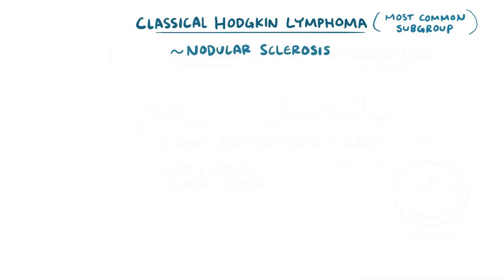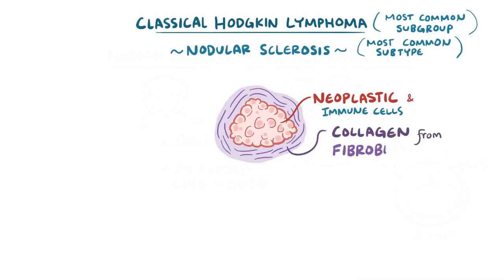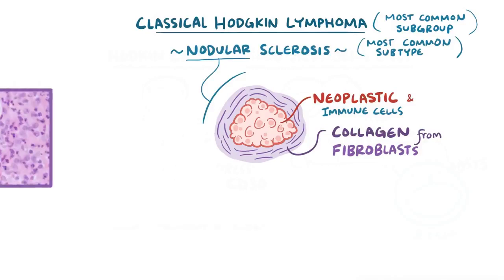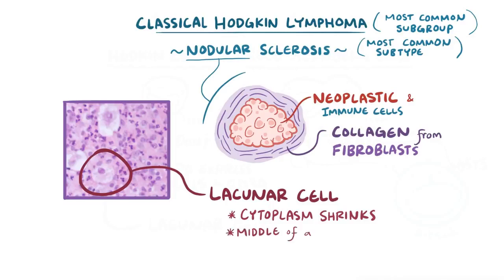Nodular sclerosis Hodgkin lymphoma is the most common subtype of classical Hodgkin lymphoma, and it gets its name because the neoplastic cells and inflammatory cells get surrounded by collagen from fibroblasts, and this forms nodules. Also in nodular sclerosis Hodgkin lymphoma, a unique Reed-Sternberg cell called a lacunar cell can be seen. When the tissue is fixed in formalin, the cytoplasm shrinks, and it makes the nucleus look like it's sitting in the middle of a lake, or lacunae.